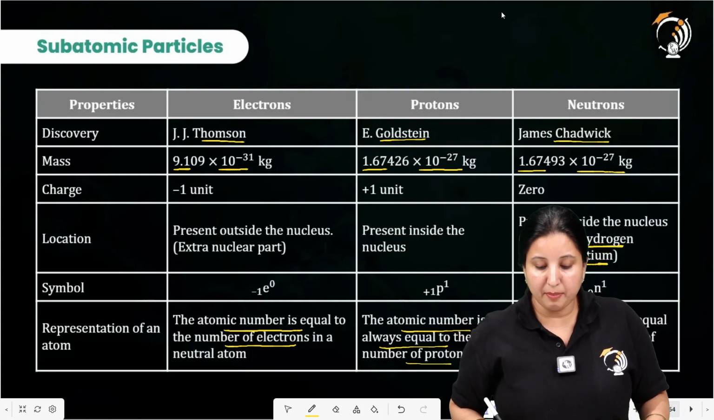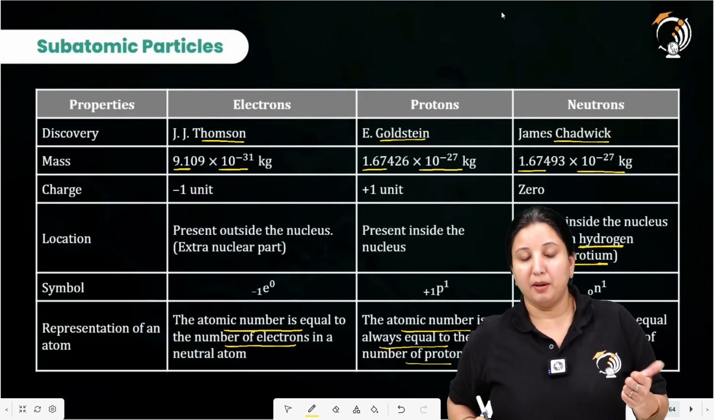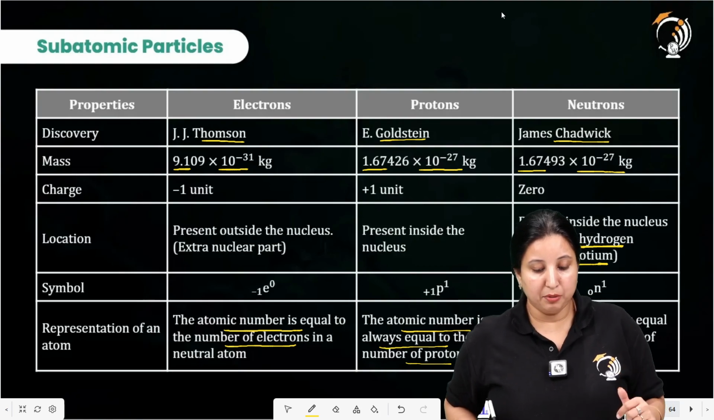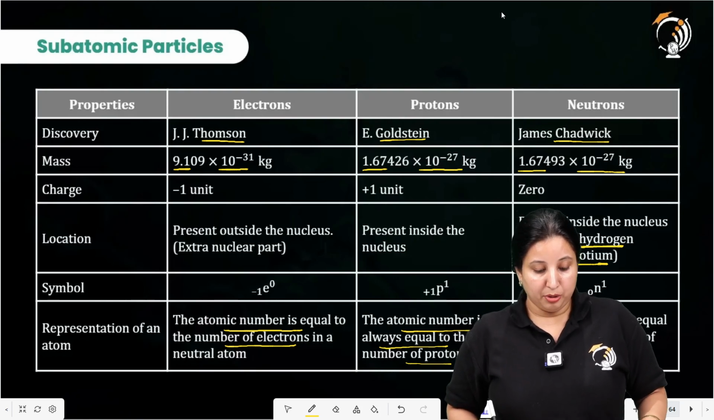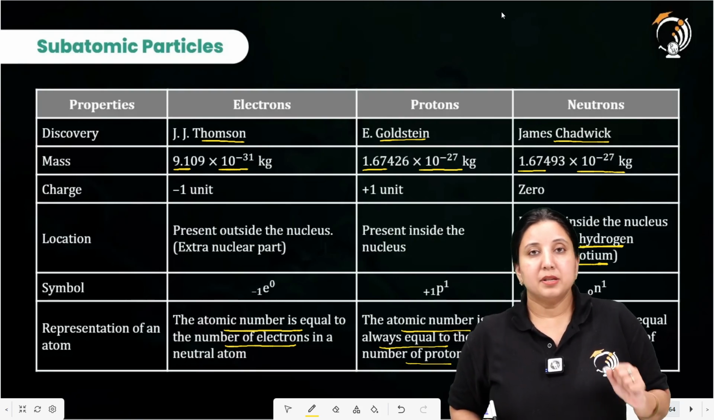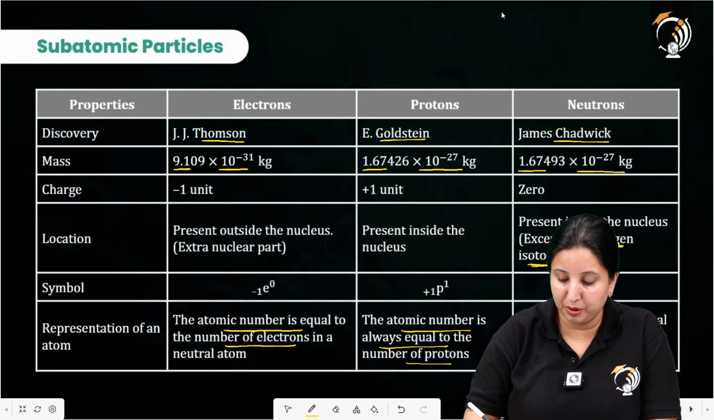And if I talk about the types of questions, one question you can get is about the location, the second question is about the relative mass, and the third question you can get is on the basis of the representation, that is a calculative question, an easy question, and we are going to discuss that.